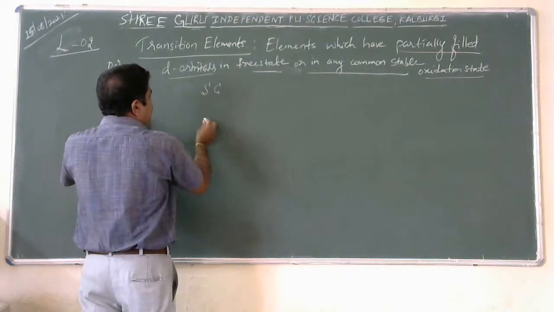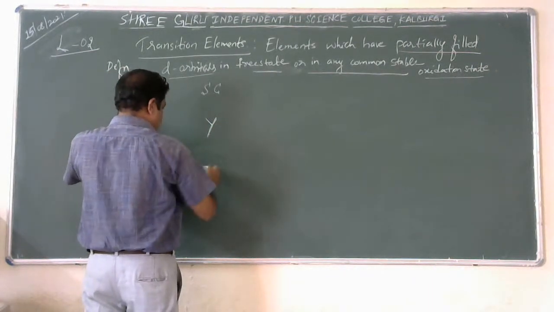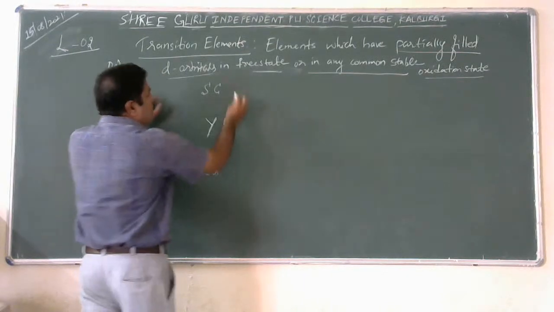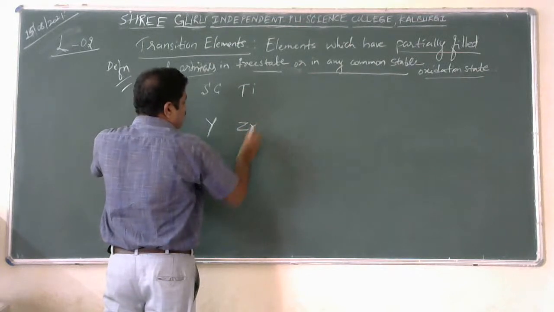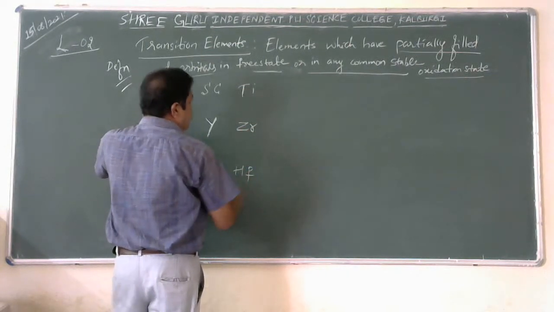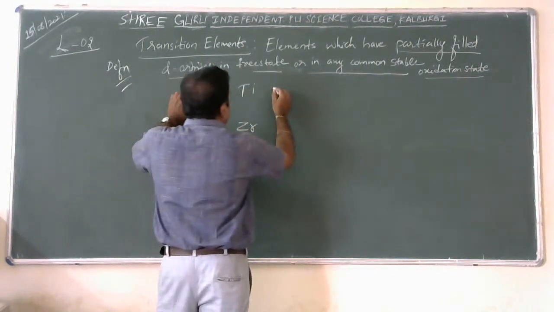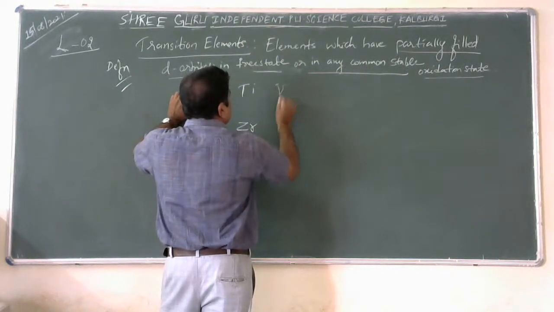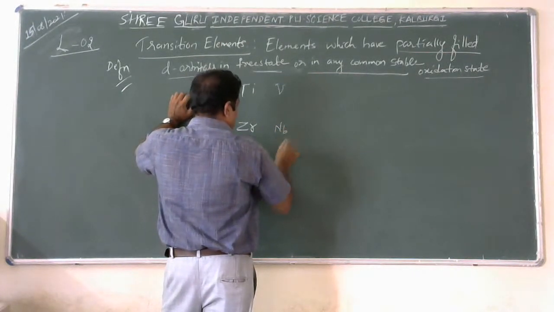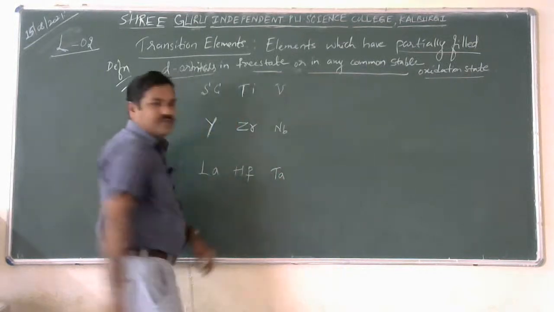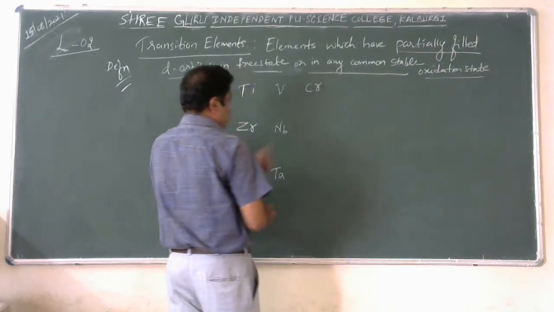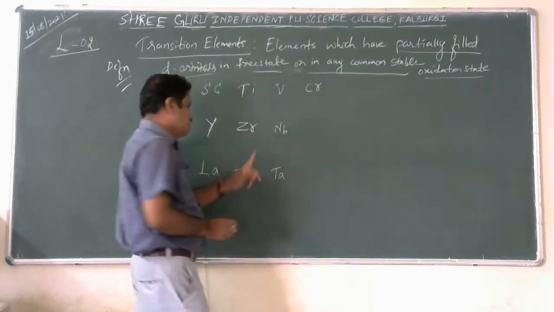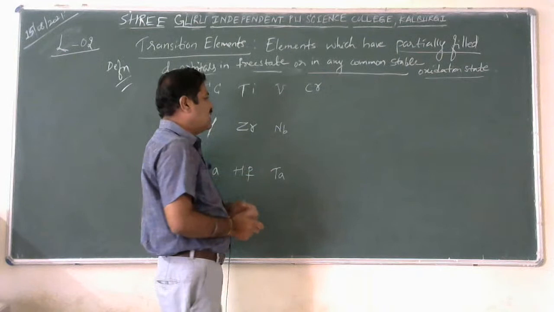Okay, scandium, yttrium. Okay, then lanthanum, then titanium, zirconium, and hafnium. Okay, then vanadium, niobium, and tantalum. After vanadium, chromium. Okay, zirconium, hafnium, niobium, tantalum, right?